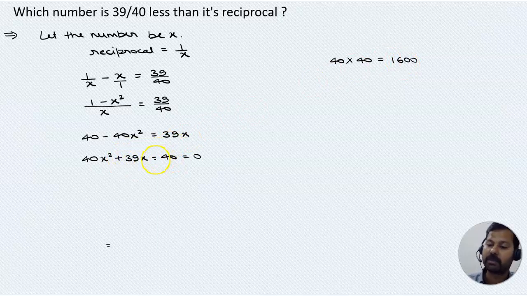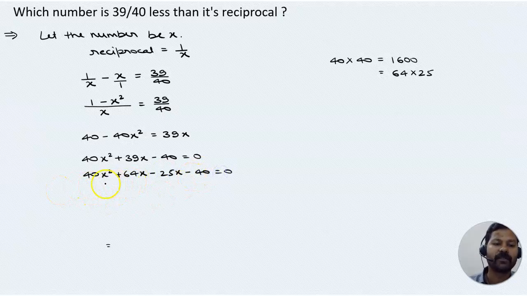The sign of constant term is minus. So we need to find two numbers whose product is 1600 and their difference is 39. If you find it out, you are going to get it as 64 into 25. 64 times 25 is 1600 and the difference of these two numbers is also 39. So it means we can split our middle term 39x as 64x minus 25x. So I will split it as 40x square plus 64x minus 25x minus 40 equals to 0.